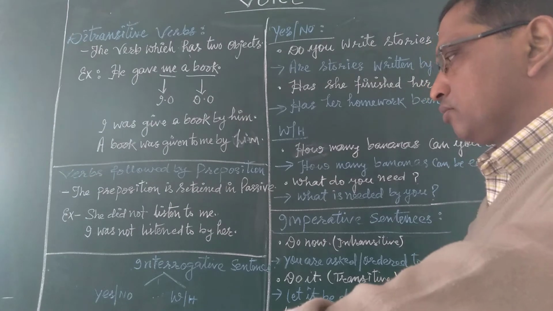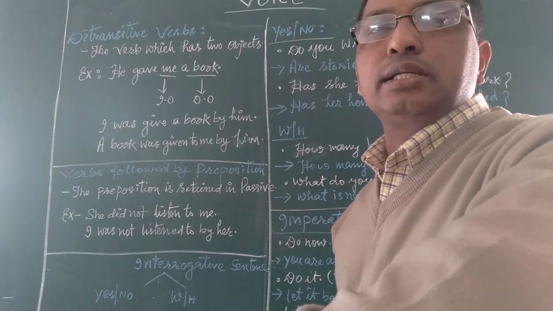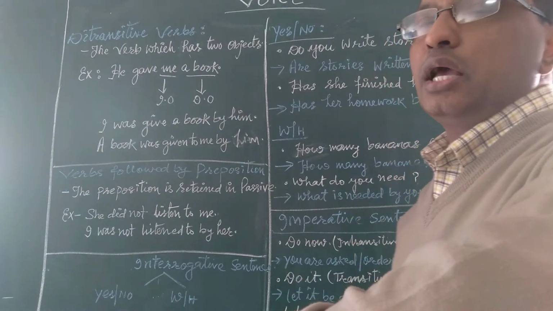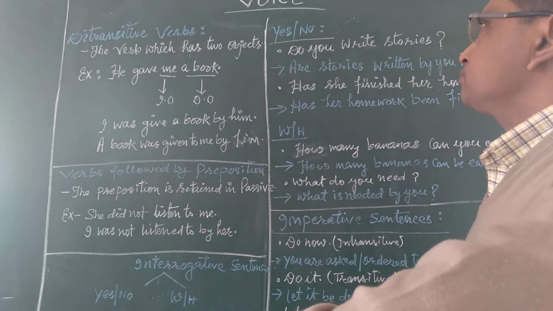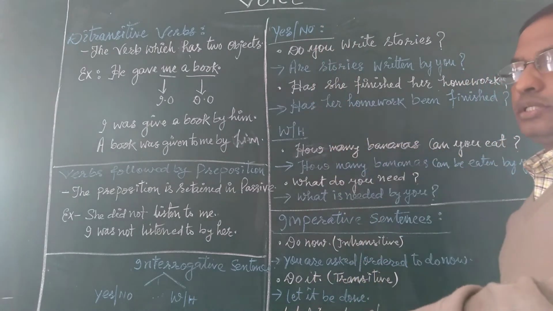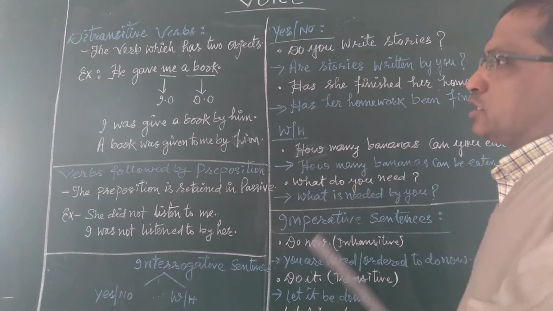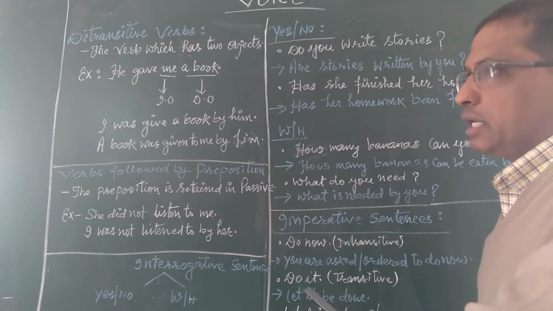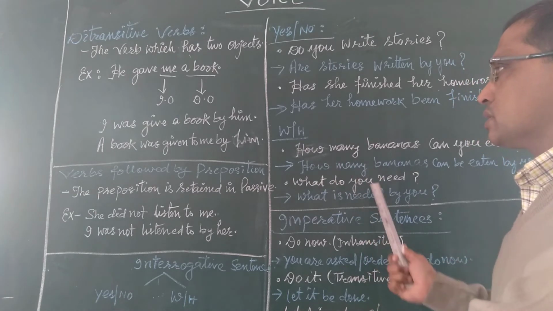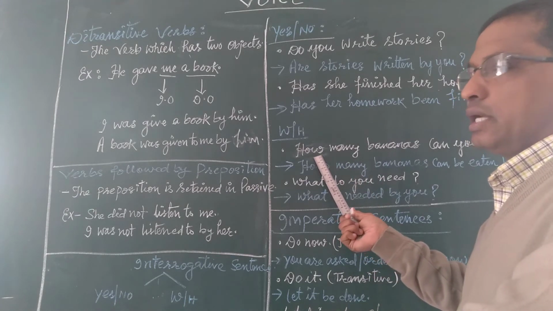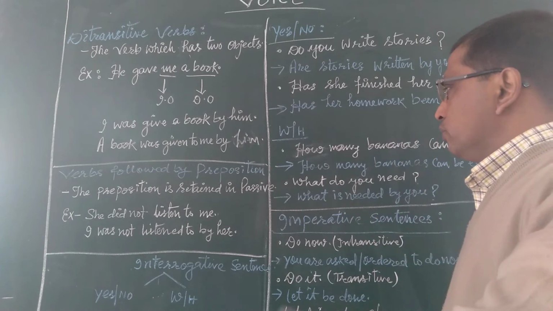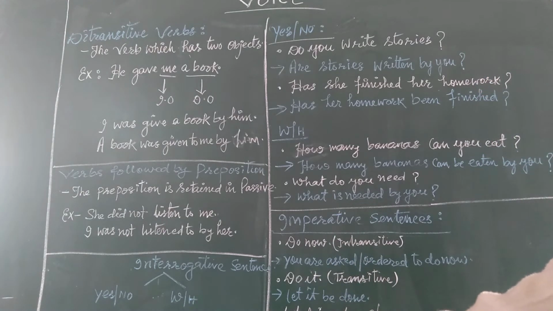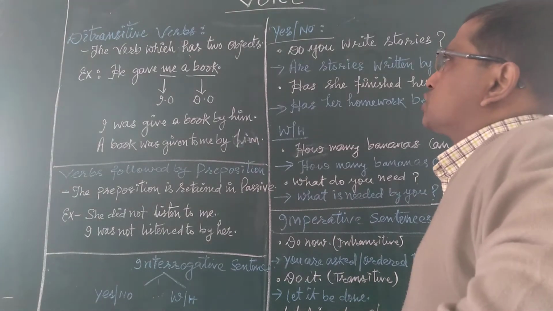Now the third is about interrogative sentences, that is, question sentences. As we know, there are two types of questions, yes/no and WH questions. In a yes/no question, the auxiliary verb is written in the beginning, and then the subject, then the main verb. But in a WH question, first the WH word is written and then the structure is the same: WH word plus auxiliary verb plus subject and other words.